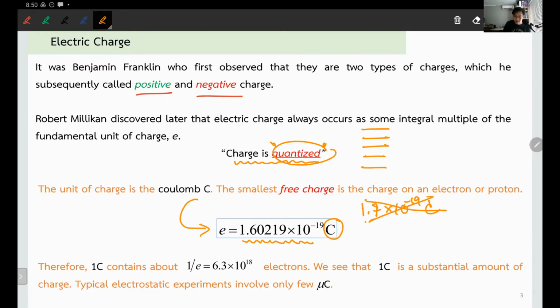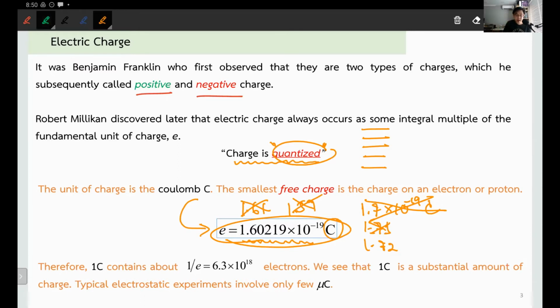If you say, hey, Dan, can I turn it into like 1.71? Nope. 1.72? Nope. 1.61? Nope. 1.59? Nope. I mean, times 10 to negative 19. No. In this universe, all of the charges that we will be talking about are going to be multiples of this number all the time.